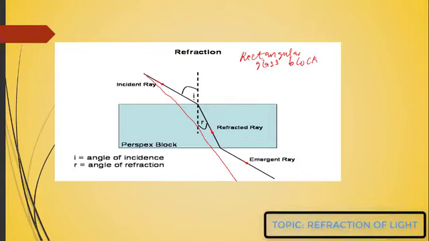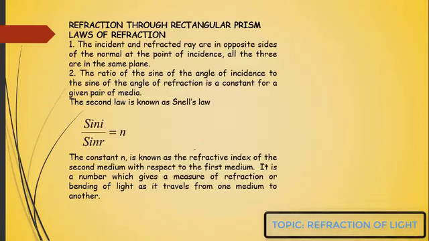So the angle that the incident ray makes with the normal is what we call the angle of incidence, and the angle that the refracted ray makes with the normal is the angle of refraction, denoted as i and r respectively.